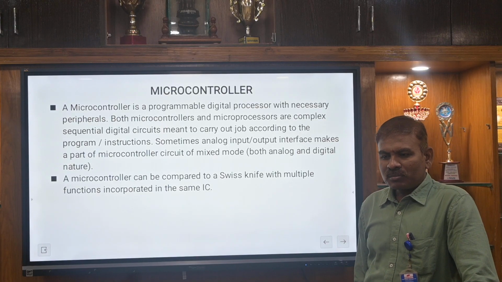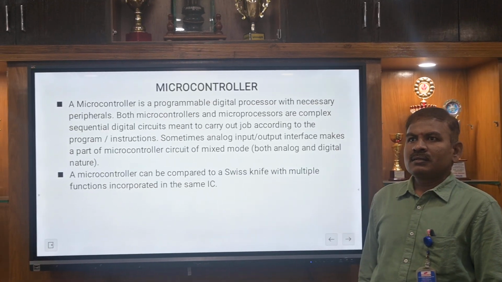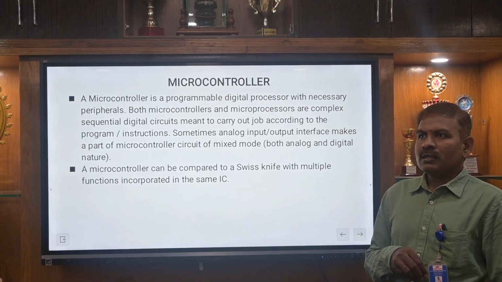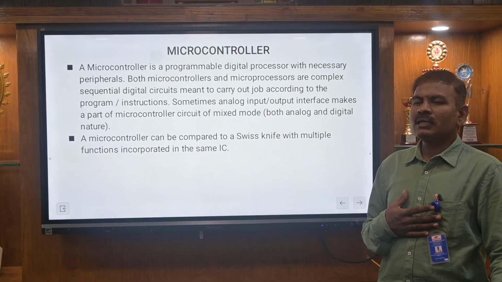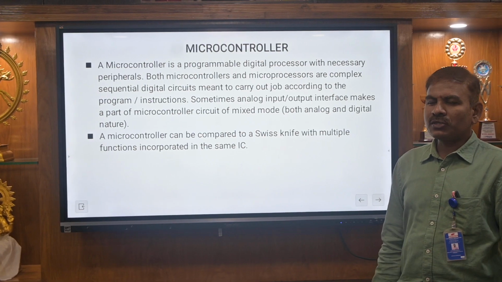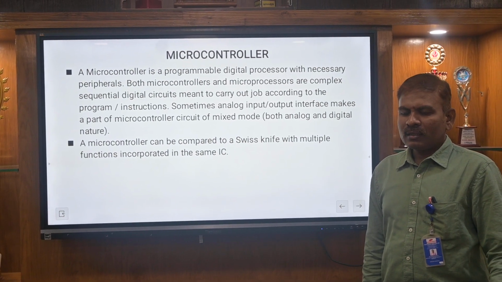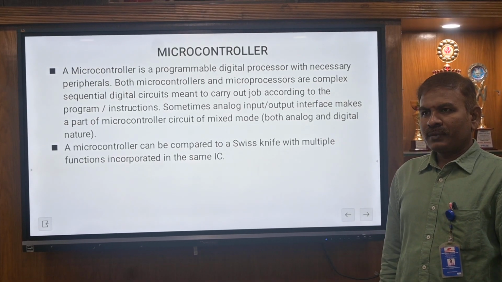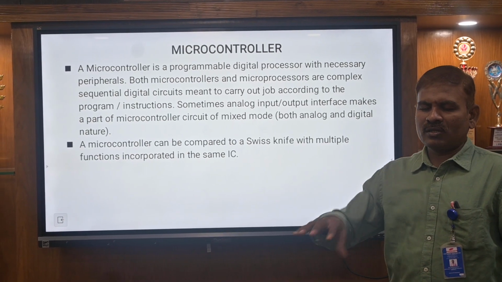In the embedded system, we go first to the microcontroller. The microcontroller plays a major role in embedded systems. So there are microcomputer, microprocessor and microcontroller, and here some differences are there.